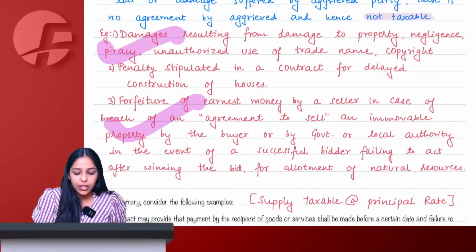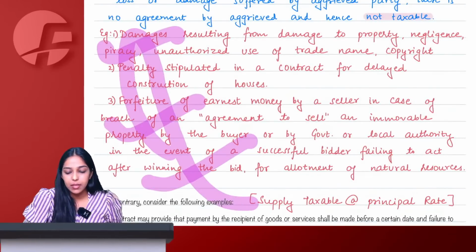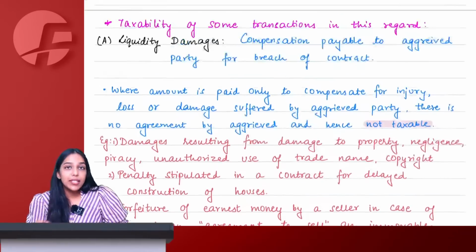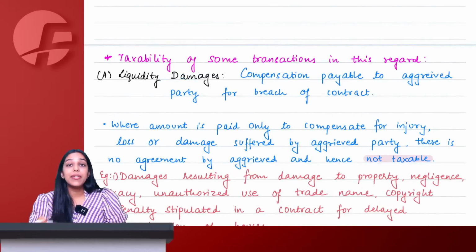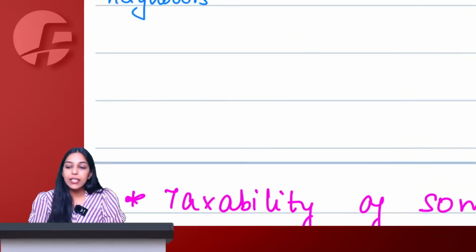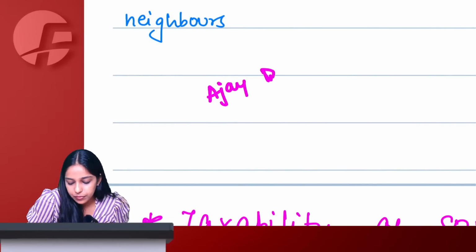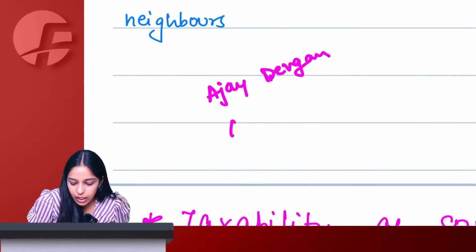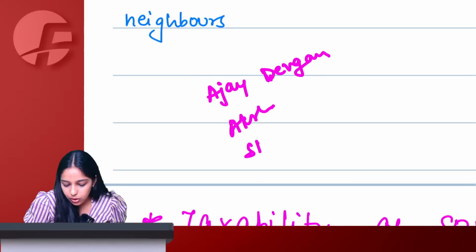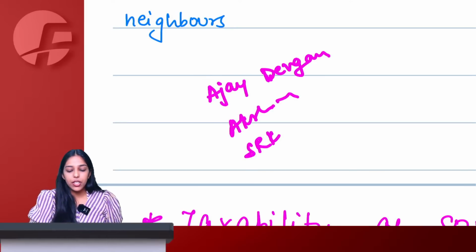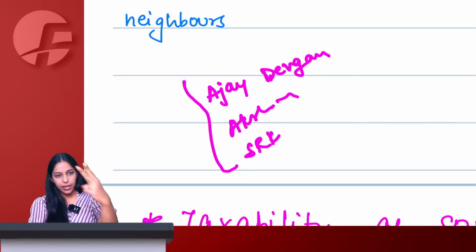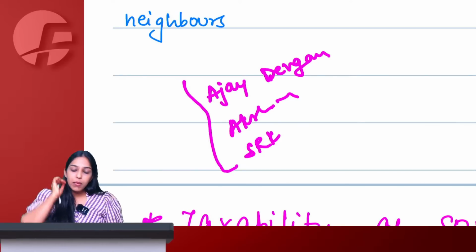So examples, you can just self-read, these things are not taxable. We can take one more example which has also come up in examination one time. Let us take the example of Ajay Devgan, Akshay Kumar and Shah Rukh Khan. They are all doing Bolo Zuba Kesari.